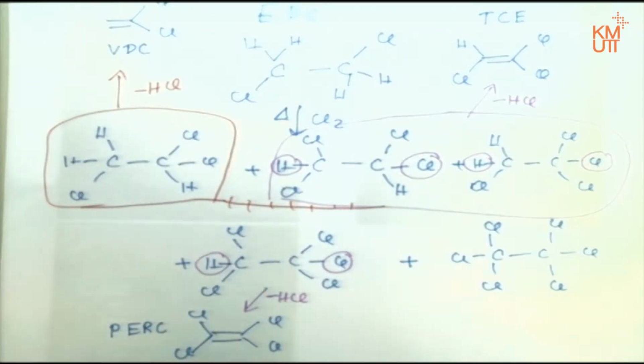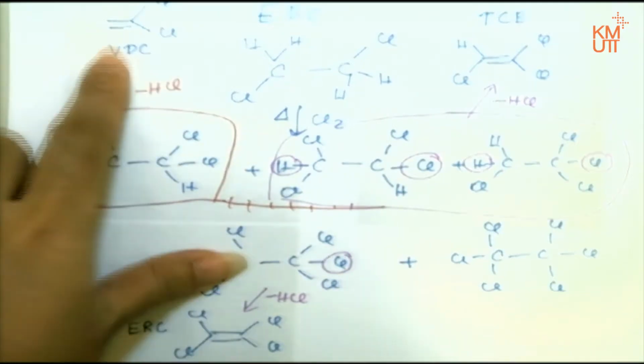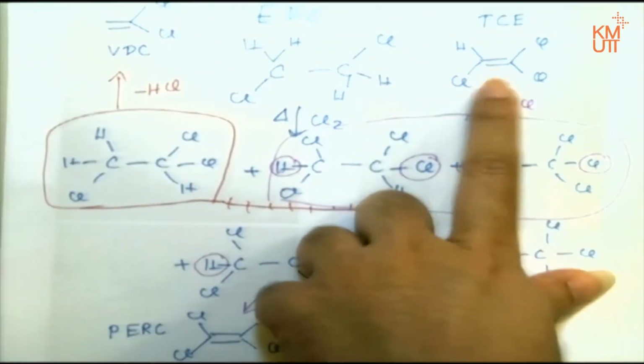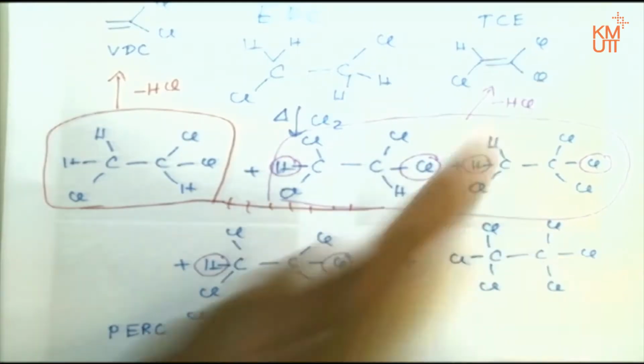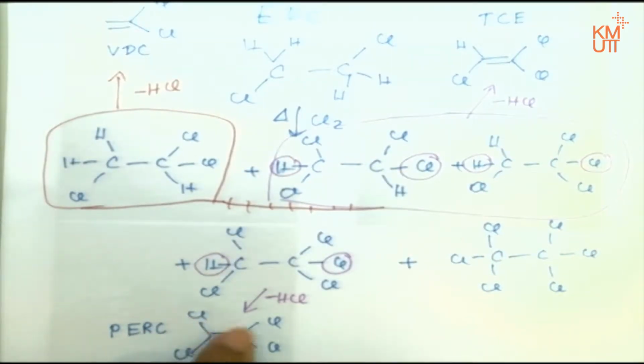So this is the whole process in the production of vinyl chloride components. So you have 4 compounds of vinyl chloride. The first one contains 1 chloride, the second one contains 2 chloride, which is VDC. The third one contains 3 chloride. This is trichloroethylene or TCE. And the last one contains 4 chloride on the double bond. This is tetrachloroethylene or PERC.